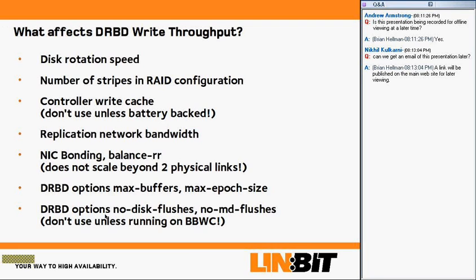Those are a few of the factors that affect DRBD write throughput from the disk I/O subsystem side. But then, of course, we also have this other aspect in DRBD, which is our replication network, which means the typical crossover cable or straight-through cable that we have in a back-to-back connection between DRBD nodes.